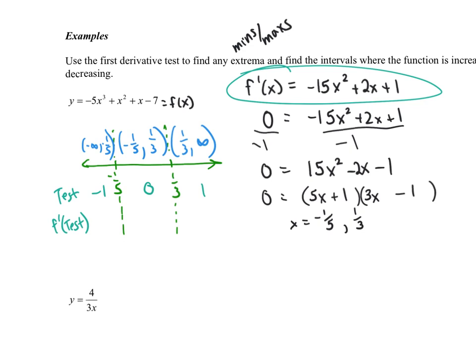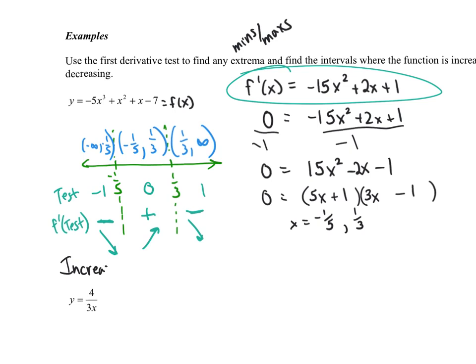If I plug in negative 1, I get negative 15 minus 2 plus 1. That is going to give me a negative, so it's decreasing. At 0, it's going to be 0 plus 1, which is positive, so it's increasing. And then at 1, I get negative 15 plus 2 plus 1, which is negative 12, which is negative, so it's decreasing.